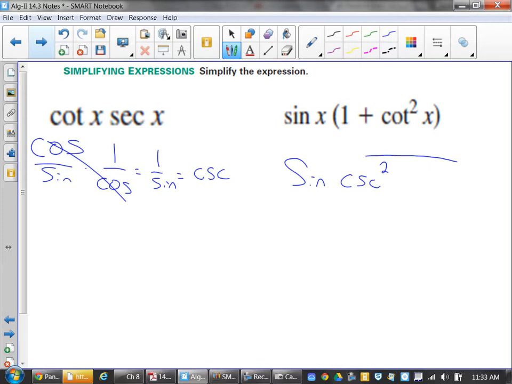Cosecant squared is the inverse of what trig function? Sine. So that's the same thing as saying sine times 1 over sine squared. Then what happens? You get 1 over sine, and it's cosecant. The sine drops out. So 1 over sine is otherwise known as?